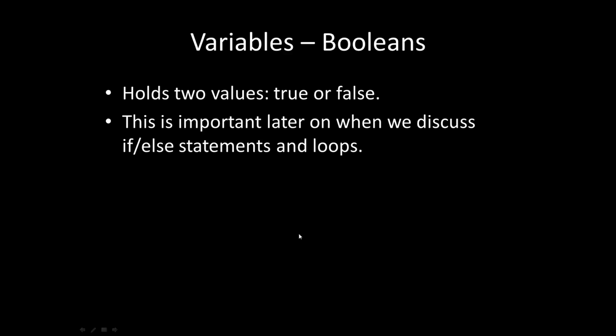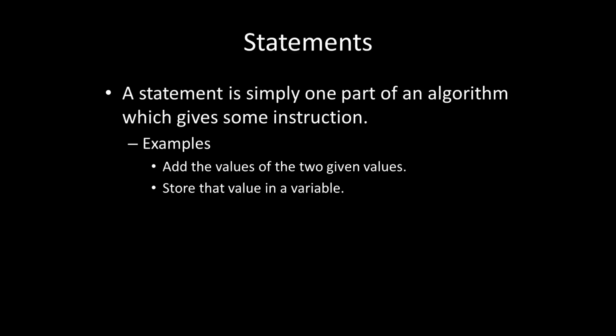And then finally, we have Booleans in this list. They hold two values, true or false. Right now, I'm not really going to get into the technical aspects of why you care about true or false. Actually, we're going to talk about that in more detail once we get to if-else statements and loops. Once we get there, it makes a lot more sense as to why we have Booleans and why we use Booleans.